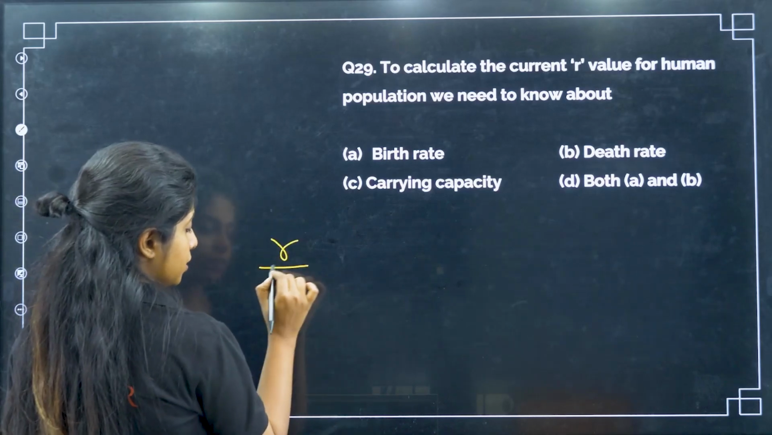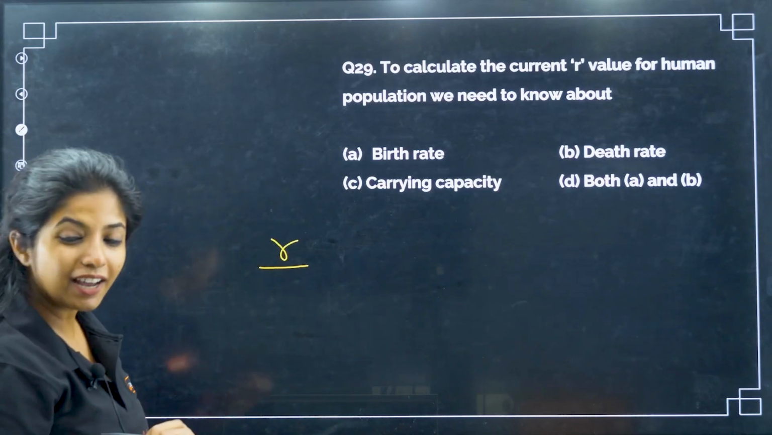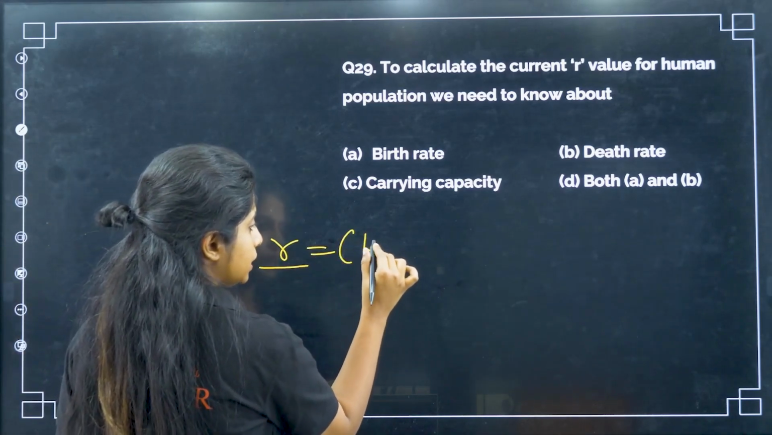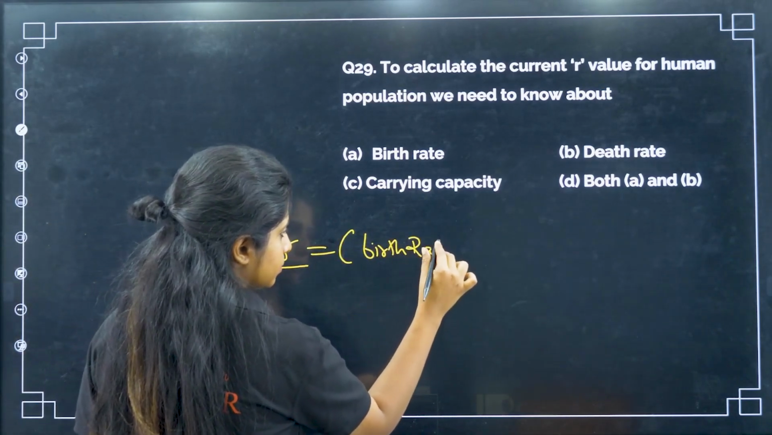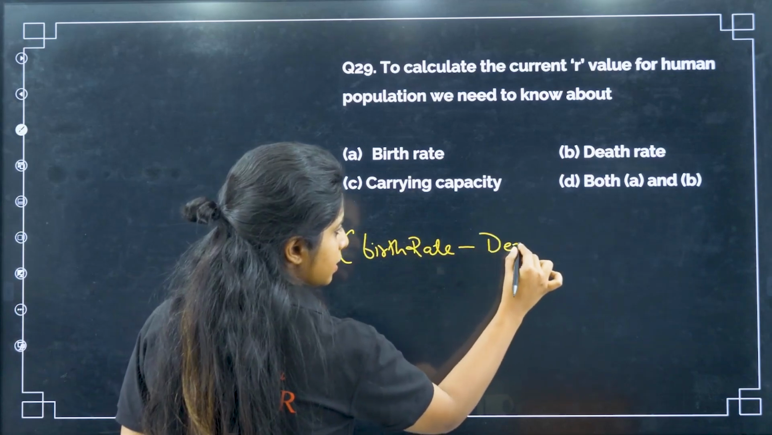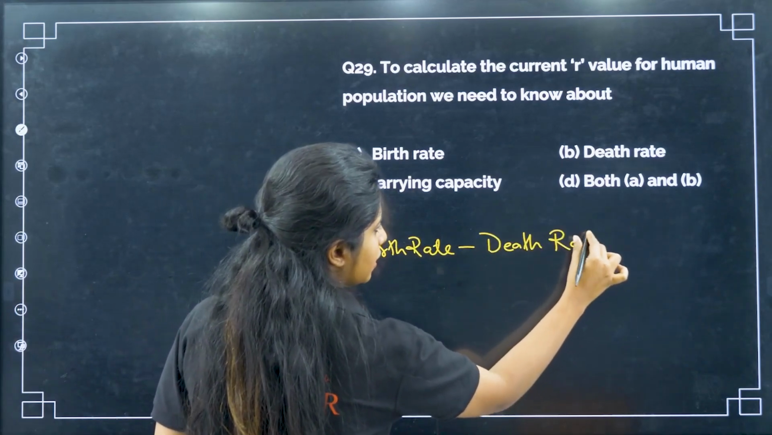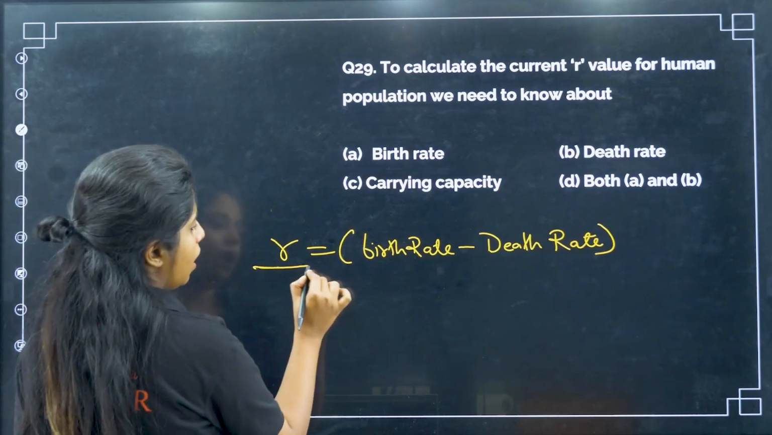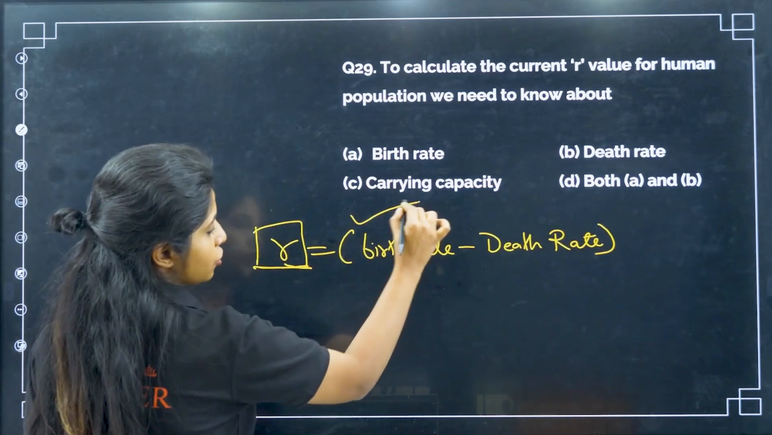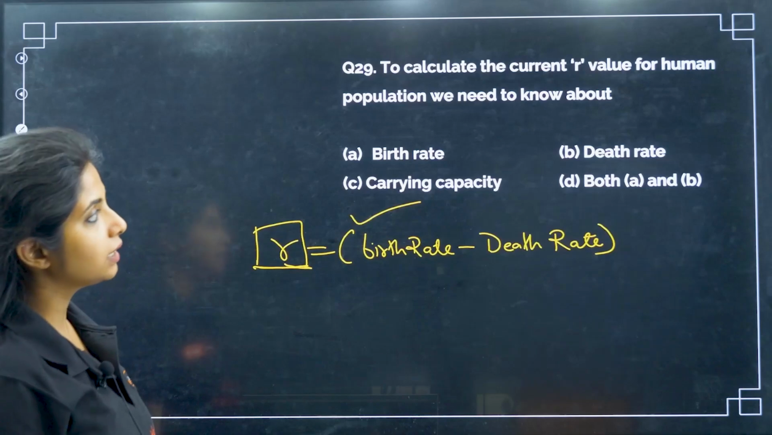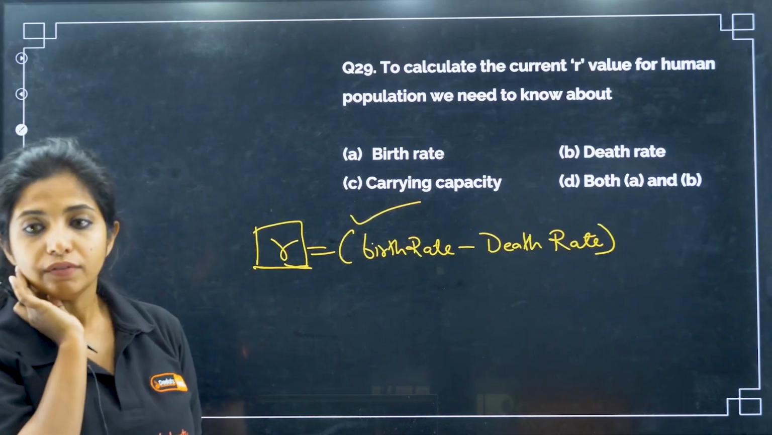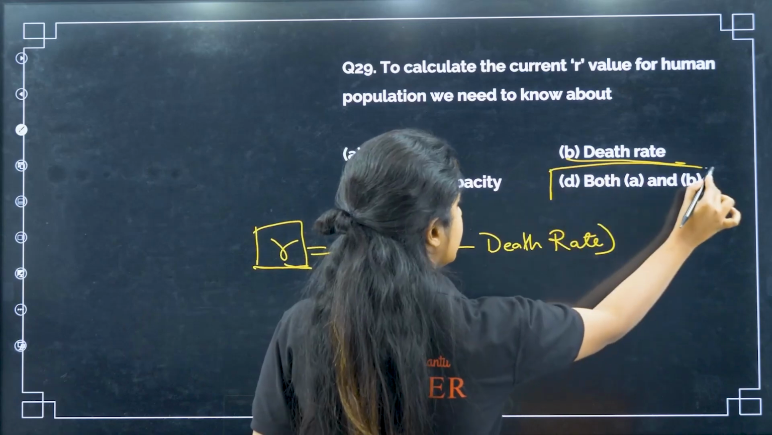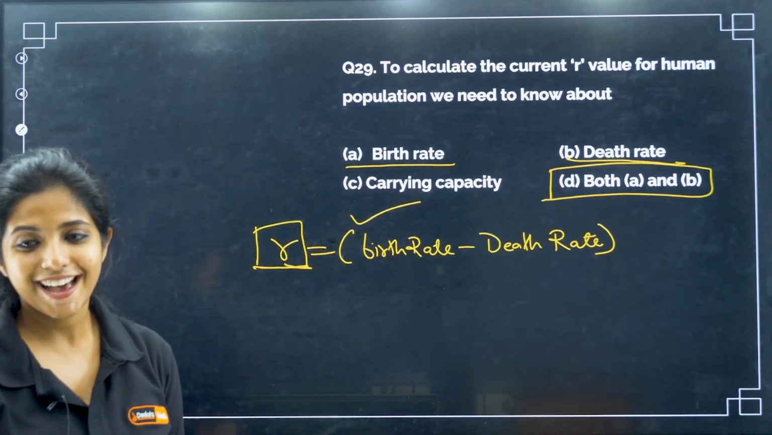R is what? Intrinsic rate of natural increase, that is denoted by birth rate minus death rate. Birth rate minus death rate is equal to what? R, or intrinsic rate of natural increase, my dear children. So to calculate the current R value for human population, we need to know about birth rate as well as death rate. So can I say both A and B are the answer? Can I say that? Yes.